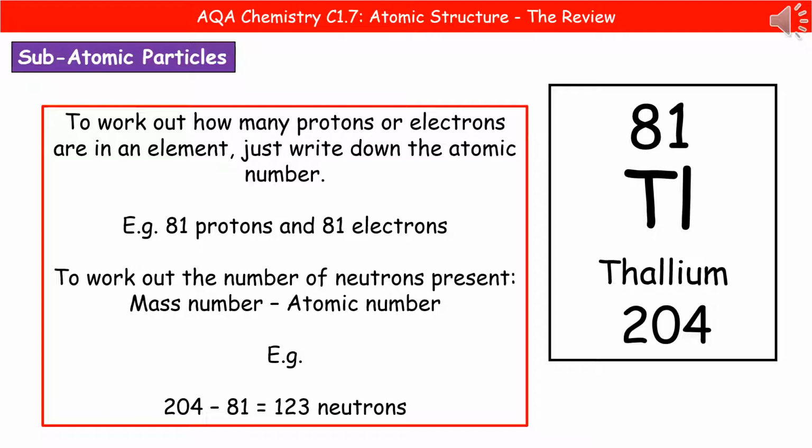So if you need to know how many protons or electrons there are, look at the atomic number and just write it down. So in this case, we've got 81 protons and 81 electrons. If we need to work out the number of neutrons present, all you need to do is the mass number minus the atomic number. So in this case, 204 minus 81 gives us 123 neutrons.